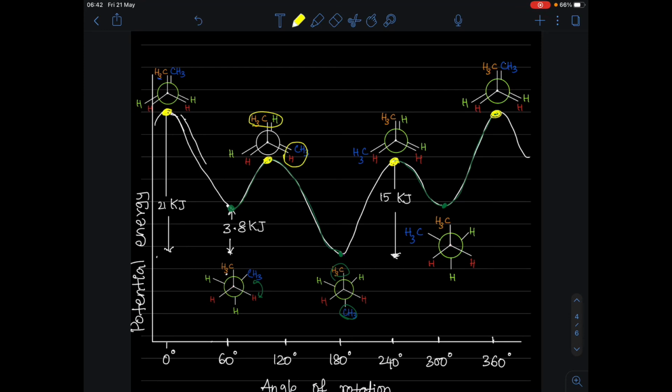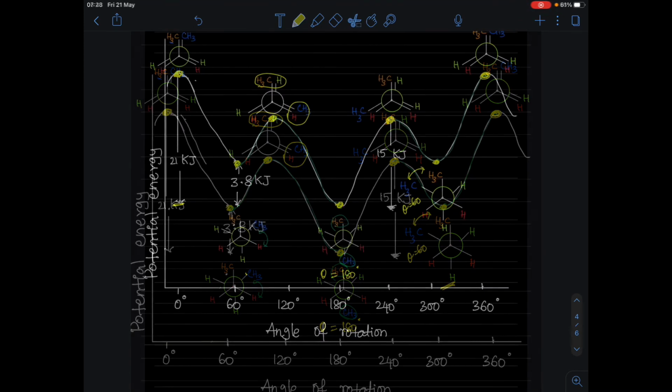And the valleys in the graph are the staggered conformations. Among the staggered conformations, here the two methyl groups are spatially somewhat closer. Here the dihedral angle is 60, whereas here the dihedral angle is 120. So some sort of repulsion is still there. That's why the energy of the gauche structures is somewhat higher than that of the completely staggered structure.